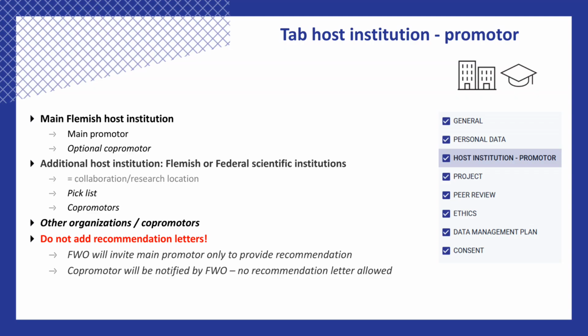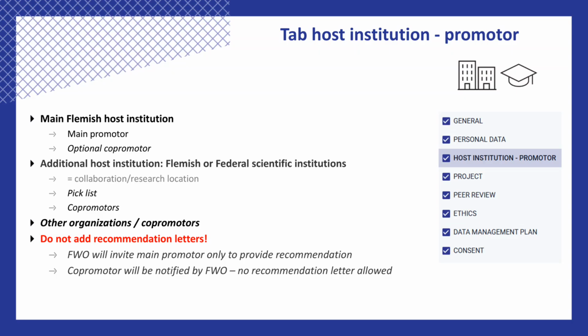Next, you must enter details about your host institution and promoters. There are 3 types of host institutions: a main Flemish host institution, which is mandatory, additional Flemish or federal institutions, and other organizations. As an FWO PhD researcher, you must be affiliated with an eligible main Flemish host institution as well as your main promoter, who must be affiliated there too. Eligible institutions are Flemish universities, the Evangelical Protestant Faculty of Leuven, and the Faculty for Protestant Theology in Brussels.